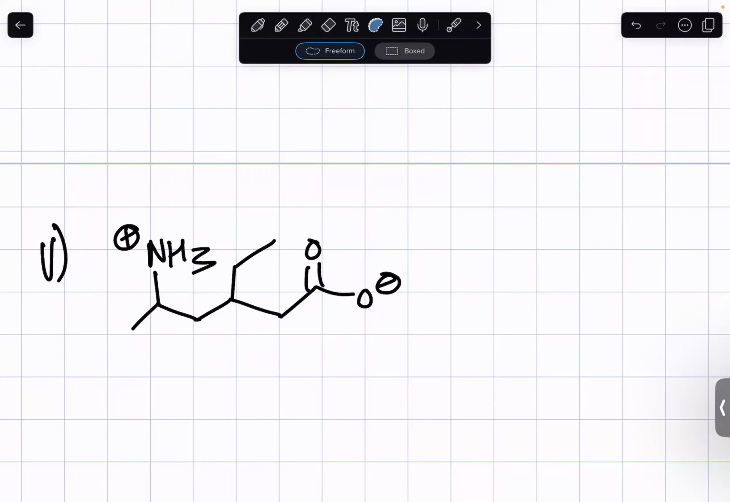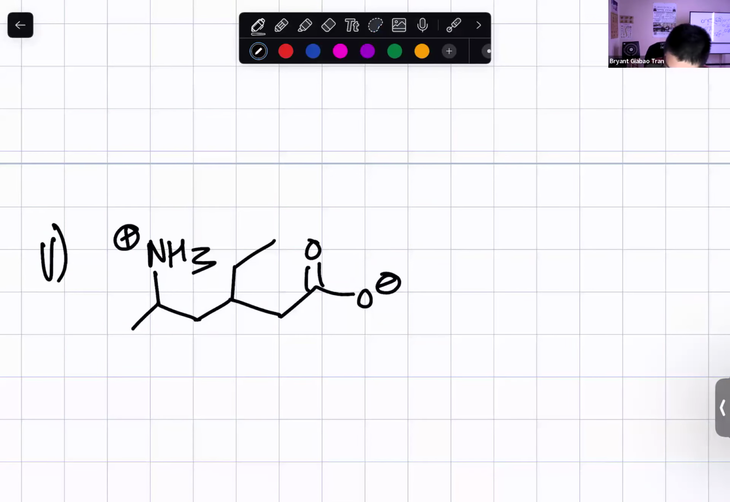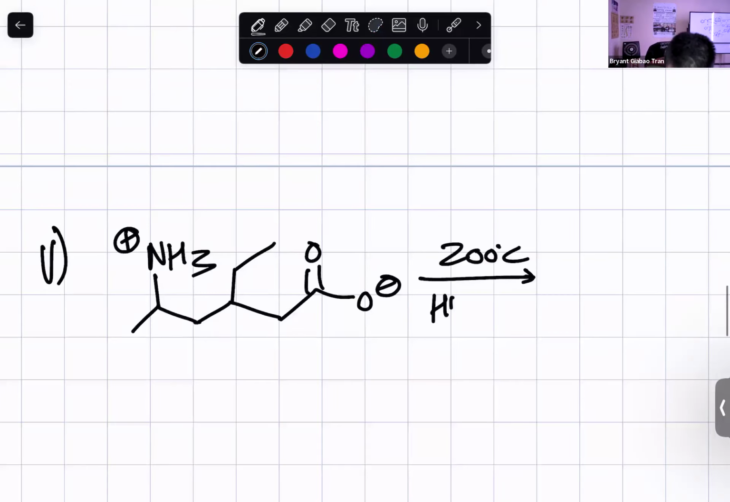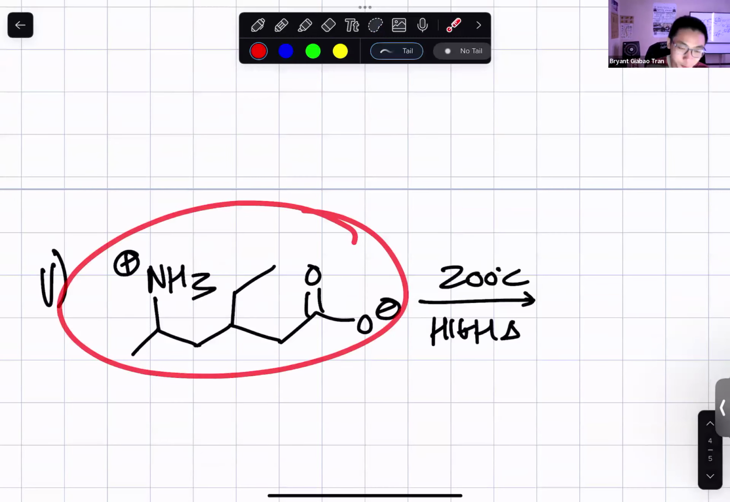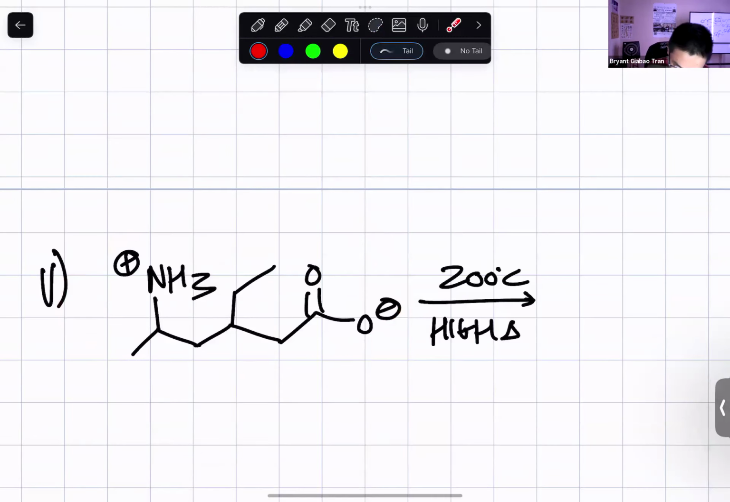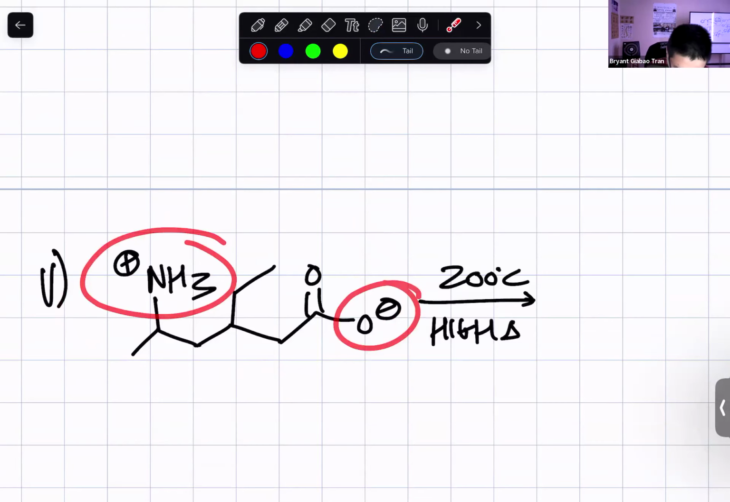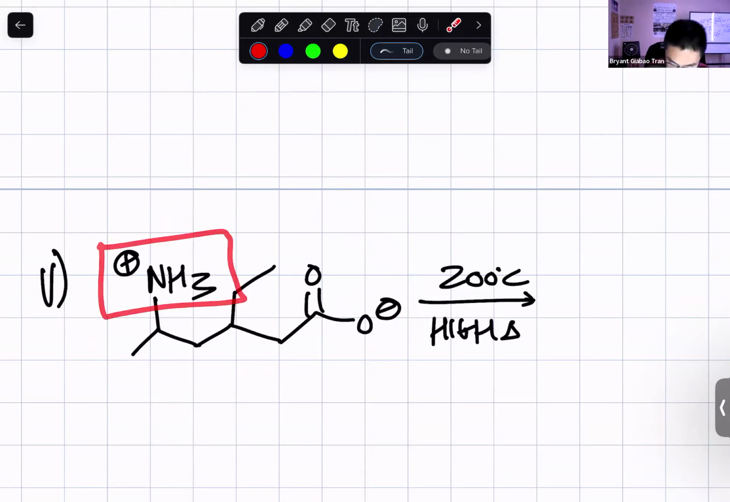Oh yes, it did have ions. Okay, so this right here is going to react with 200 degrees Celsius, which is high heat, right? And this high heat here is going to overpower the acid-base properties that we were talking about. This is going to be protonated. This is going to be deprotonated because we said earlier, nitrogen is more basic than oxygen, right?